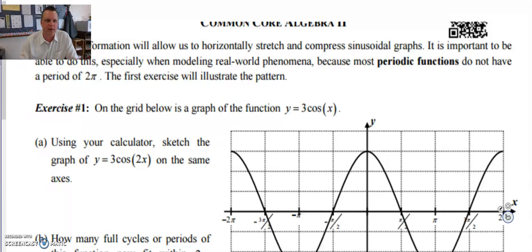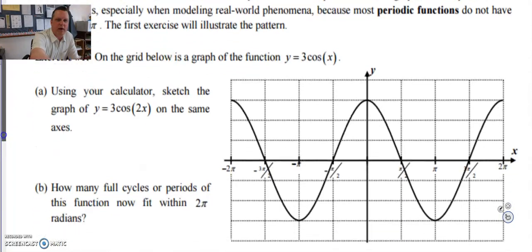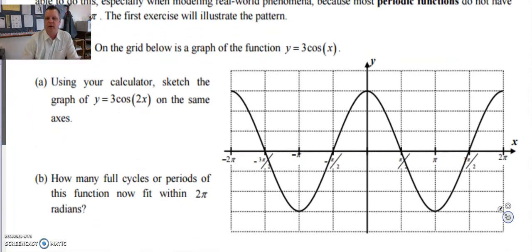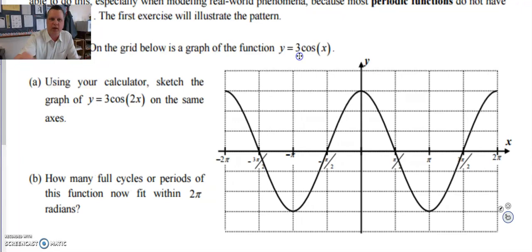You had your A, which was your amplitude, the C, which changed the midline, and then the B, which is going to be the term in front of the x that will change the frequency. Okay? So what we have originally is the graph of y equals 3 cosine x, where your amplitude is 3 and there is no c term, so the midline is just your x-axis.